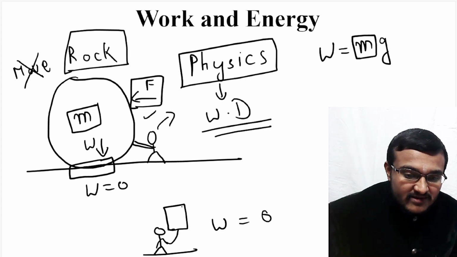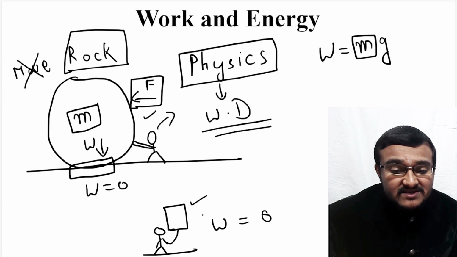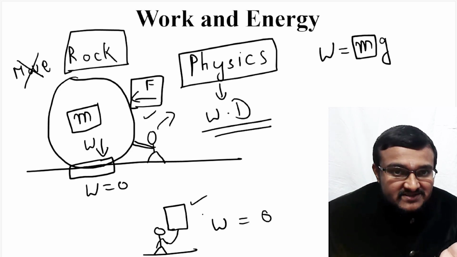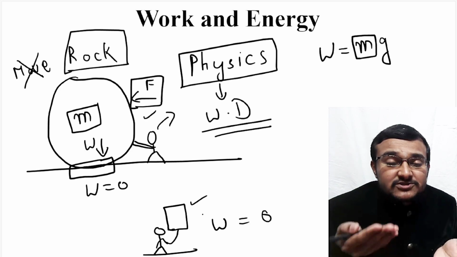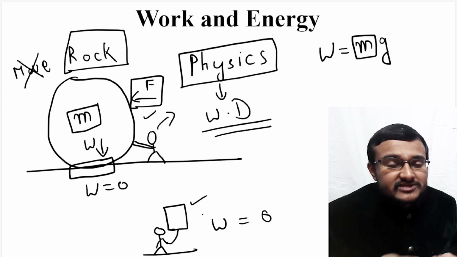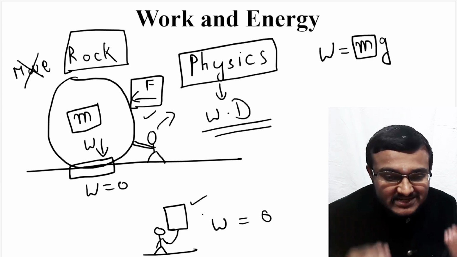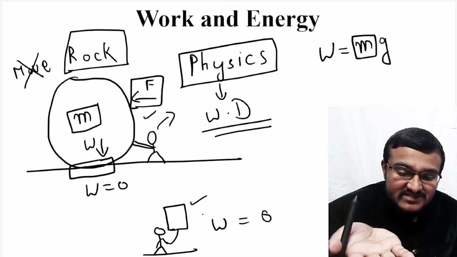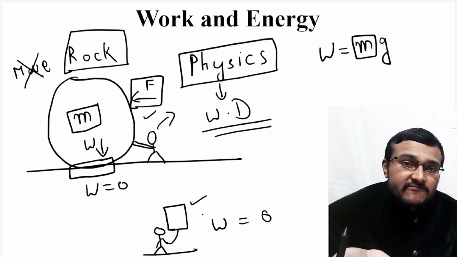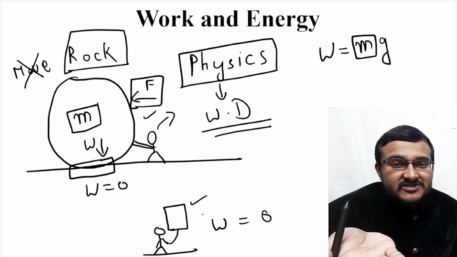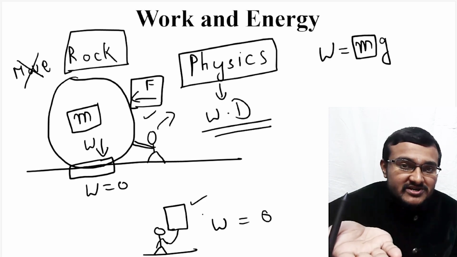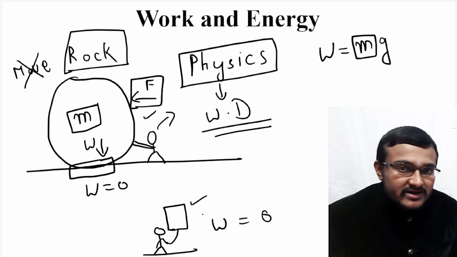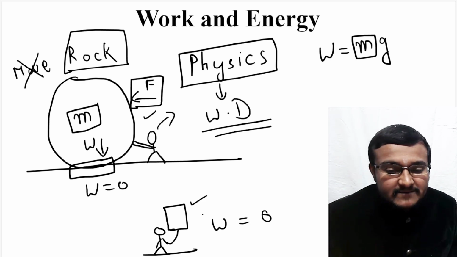Here also, when a person carries an object and stands like this, he is stationary. The object is stationary. That means there is no movement at all. There is no displacement. So even though the person is carrying the object, that means he is putting the necessary amount of force opposite to the gravitational force to hold that particular object, still work is not done because there is no displacement happening. So here also work done is 0.